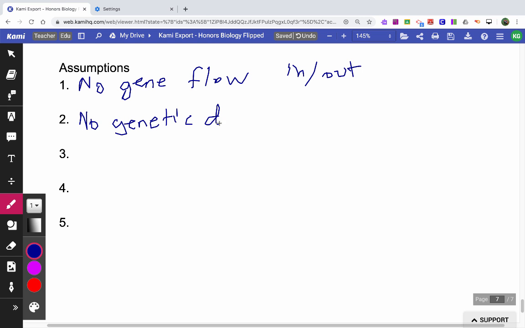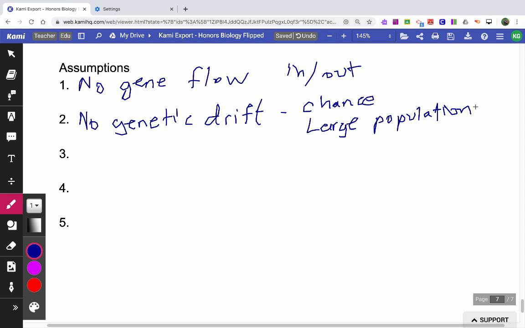And remember, genetic drift is a chance event, just to review that. That's a chance event that's going to take out members of the population, and it's much more likely to affect a small population. So again, you can never really have no genetic drift, but large populations are going to be less likely to evolve. And I think that kind of makes sense because you can understand that a large population is going to be less affected by chance events.